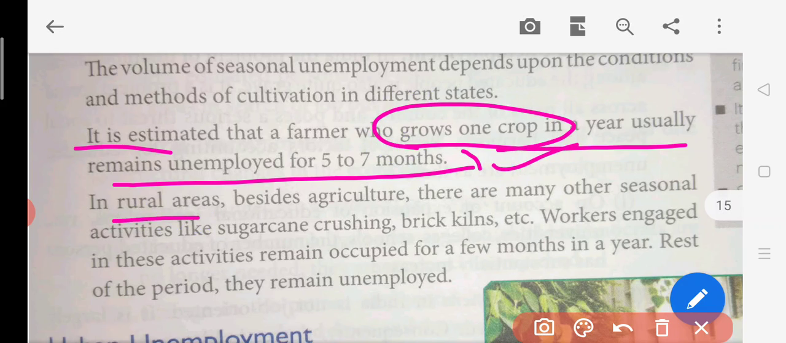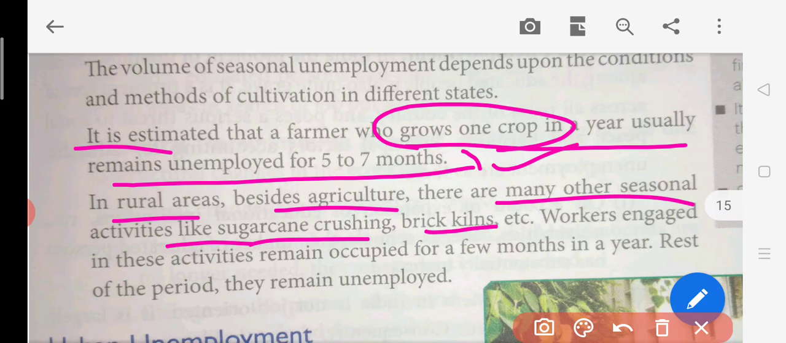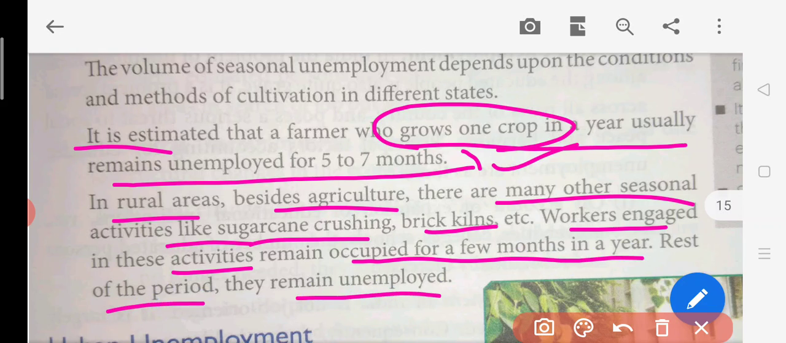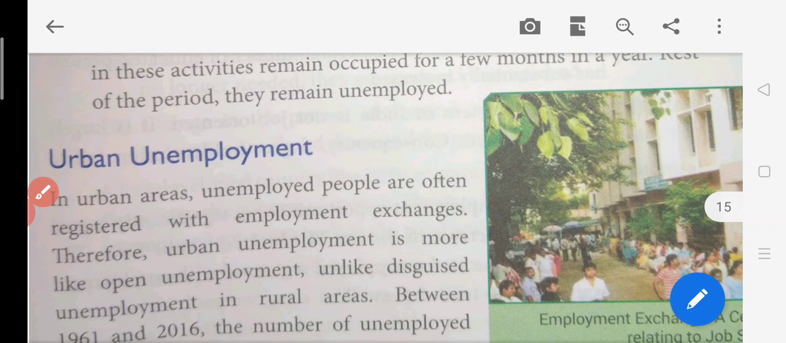Now in rural areas, besides agriculture, there are many other seasonal activities like sugarcane crushing and brick kilns. Workers get engaged in these activities and remain occupied for a few months in a year. For the rest of the period they remain unemployed. So this is how some part of the rural population gets some work, and the rest of the time they remain unemployed.